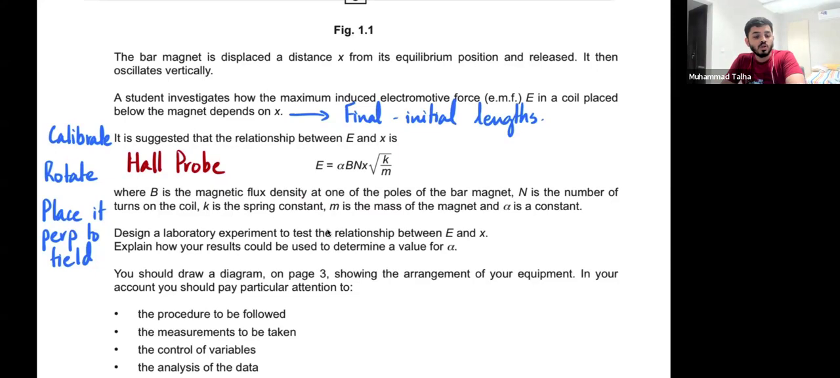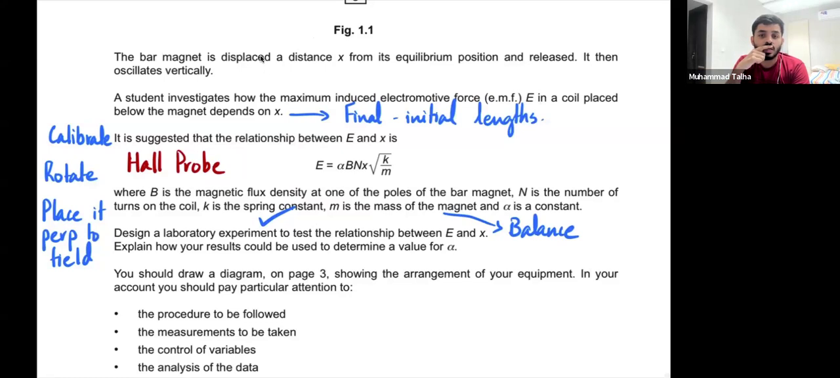K, the spring constant. Again, for a spring constant, I can detail another experiment about how to measure the spring constant. So you apply forces, you measure the extensions. So everything you can talk about in the spring constant, that's also going to earn you marks here. Mass of the magnet, pretty straightforward. You just use a balance to get the mass of the magnet, right?